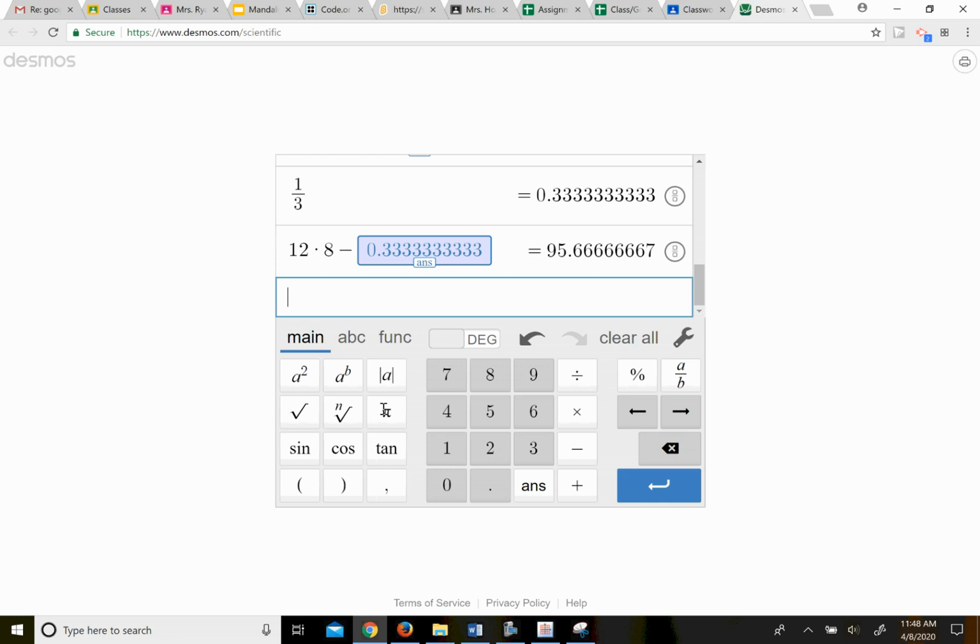Okay, so that's it for the calculator. So hopefully it gives you a little more ease with using that calculator.